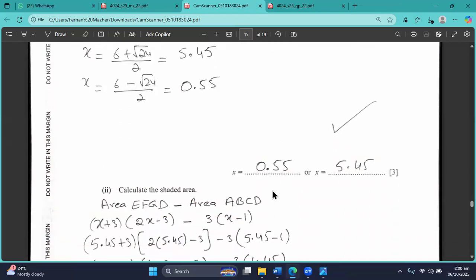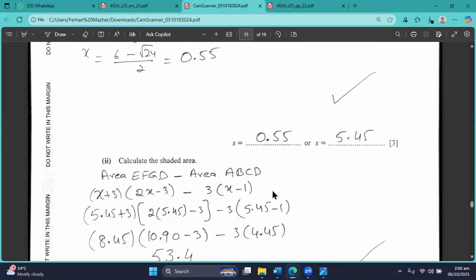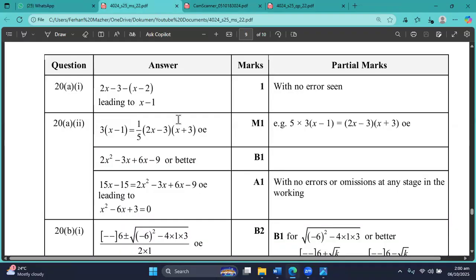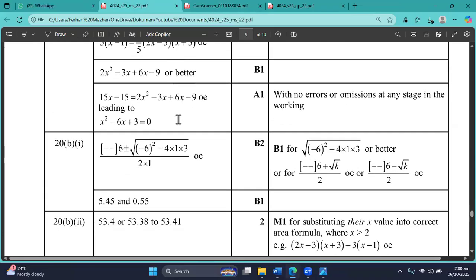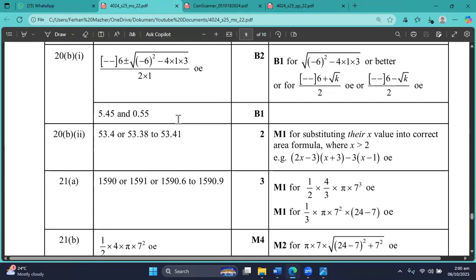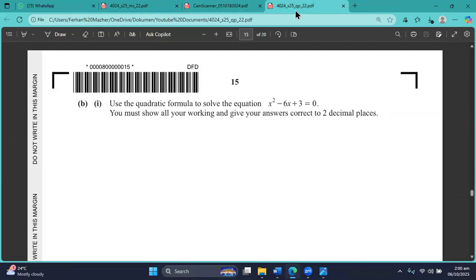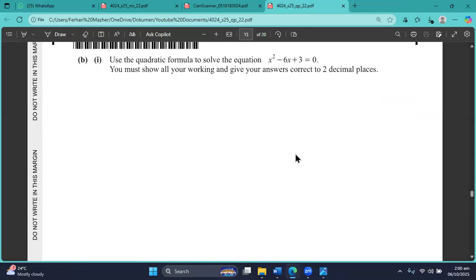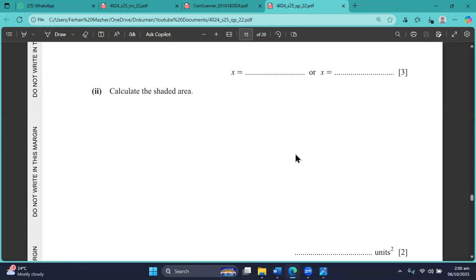So we have two values. One is 0.55 and the other one is 5.45. Then let me show you, then we will go to the next. Okay, so this is the B first part. We are done with this part. Now we are on the B second part.